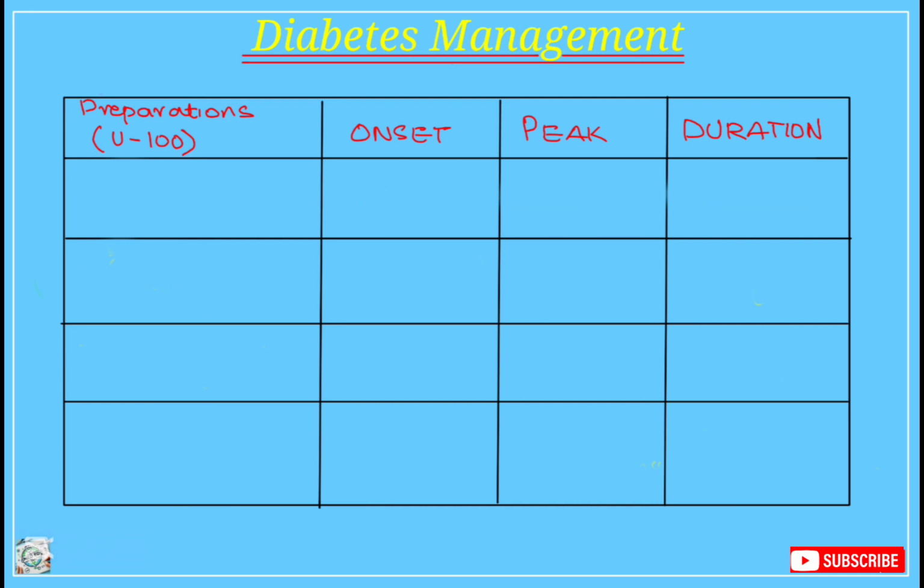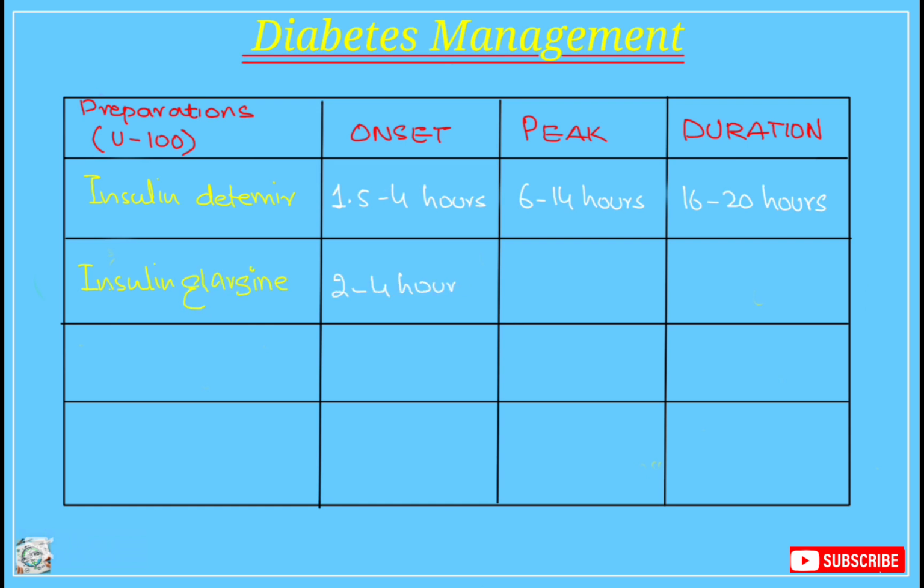And finally, the long-acting basal insulins, the all-day coverage. These are basal insulins providing steady coverage for 24 hours or more. Insulin detemir kicks in about 1.5 to 4 hours after injection, peaks around 6 to 14 hours, and lasts 16 to 20 hours. Insulin glargine starts working in 2 to 4 hours, with no peak, so it provides steady insulin throughout the day and lasts a full 24 hours.